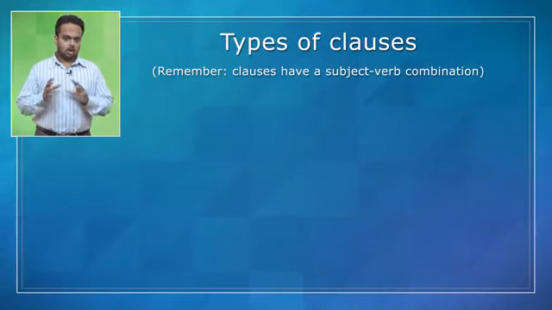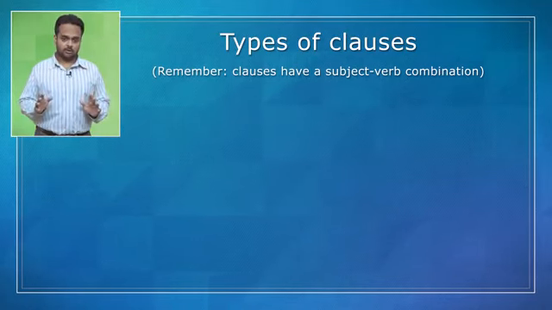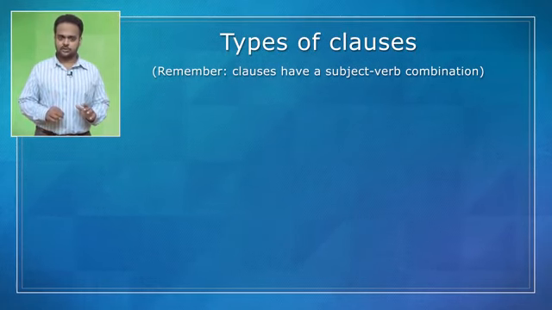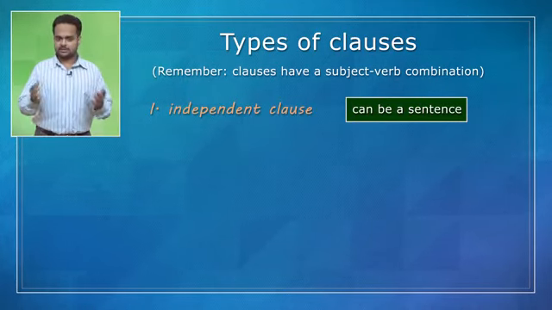Like I said, a clause is just like a phrase. It's a group of words. But a clause has a subject-verb combination. Now in English, there are many different kinds of clauses. But the two most important that you need to know about are independent and dependent clauses. Let's start with the independent clause. This is simply a clause that can stand alone as a sentence.